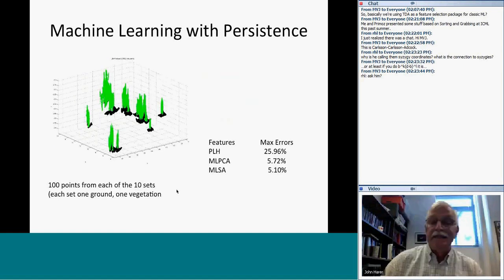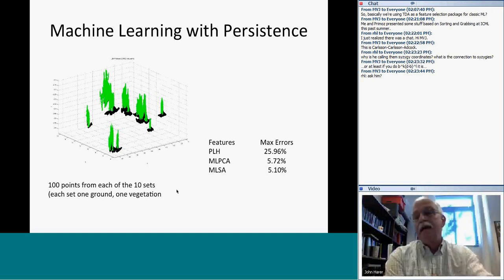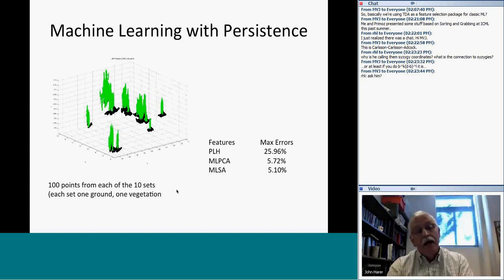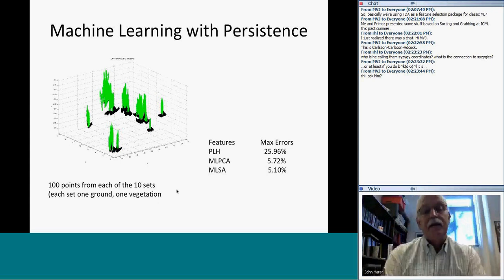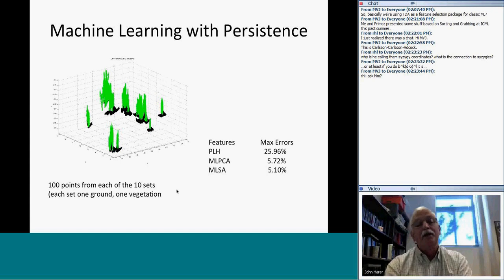Okay. When we did this example, the one that they wrote the paper about, we took 1,000 points from each of the 10 sets and did this kind of a classification, and PLH by itself wasn't very good in this particular case. I guess it's probably because the ground terrain is pretty noisy as well and doesn't have anywhere near the kind of clear topological features that would distinguish it.